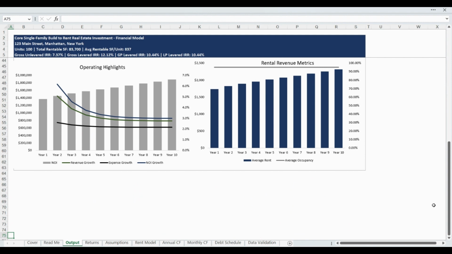The first chart tracks net operating income by year as well as revenue, expense, and net operating income growth. The last chart tracks the average daily rental rate by year as well as the number of days rented by year.